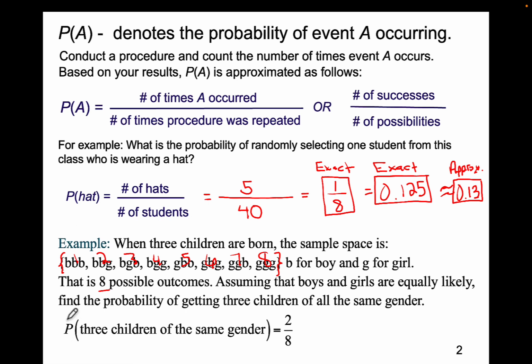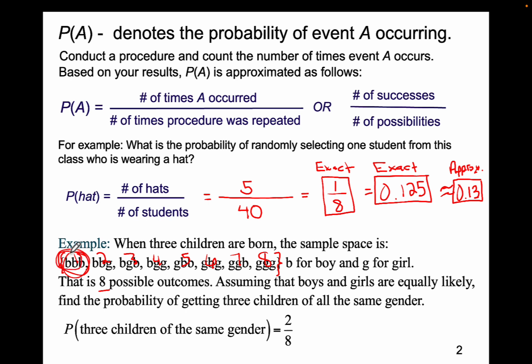So we'll write that with a capital P, open parentheses, and what we write in parentheses here is 3 children of the same gender. Whatever we write in parentheses leads us to our numerator. So go back to your sample space and count. How many of these 8 outcomes have what's written in parentheses? 3 children of the same gender.